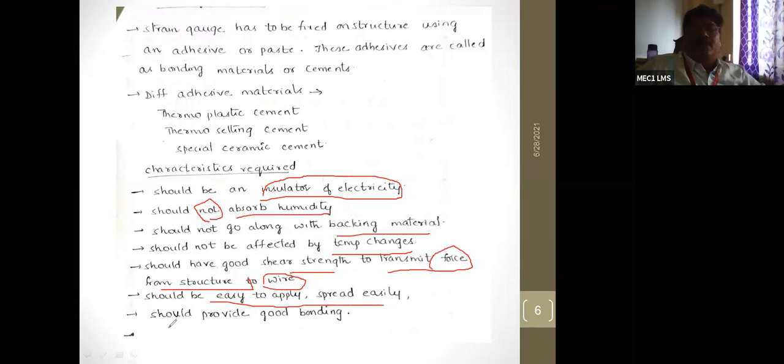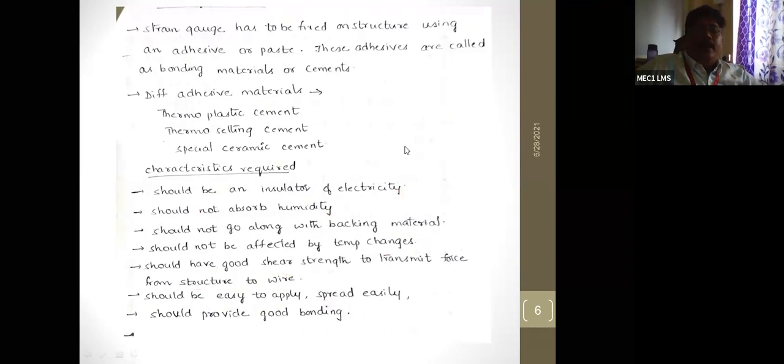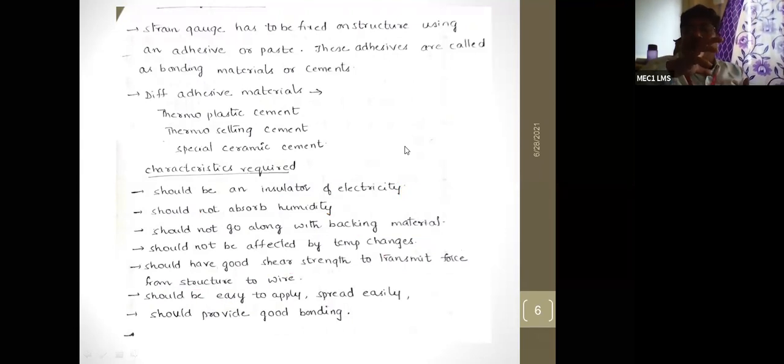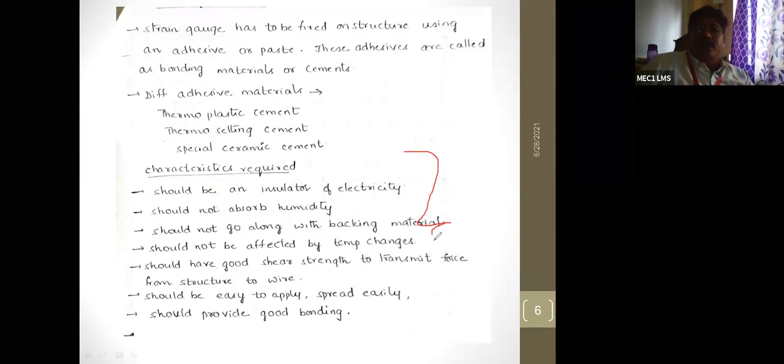Like Feviquick, it's a gum, right? It should provide good bonding. So these are the main things. This is the bonding material. Whatever strain gauges, metal foil, bonded or semiconductor strain gauges, we have to bond to the structure or body whose strain has to be measured. These are the materials and these are the characteristics required for that.